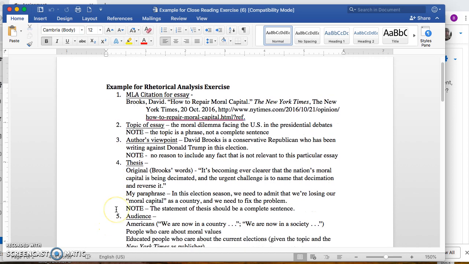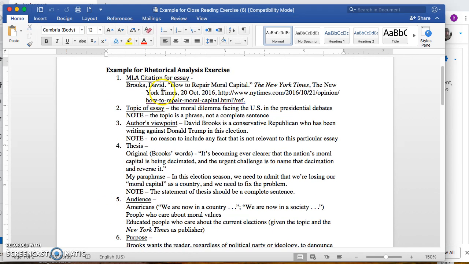Sorry. The example here. Here is the citation. So number one. What I've done is for an article by David Brooks. And it was back in 2016, so this is fairly old, How to Repair Moral Capital. You have the citation here. Then the topic. Notice the topic is a phrase, not a complete sentence. It's a moral dilemma facing the U.S. in the presidential debates. This is the 20th of October, so this was before the presidential election.